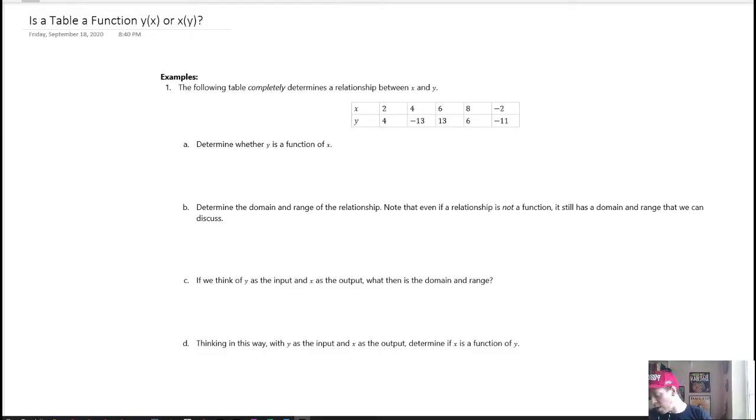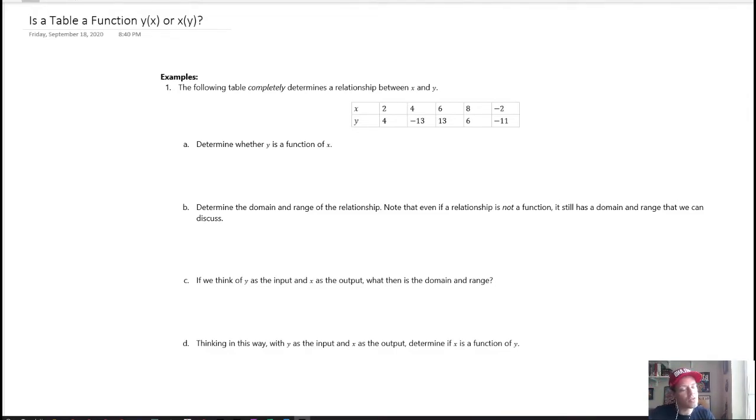Hello again, everyone. This is Noah, and we are going to look at whether a table of values with x and y, our inputs and outputs, is a function. We're going to look at this a couple of different ways. We're going to dig a little bit deeper than we did in the last video where we talked about a set of points being a function or not.